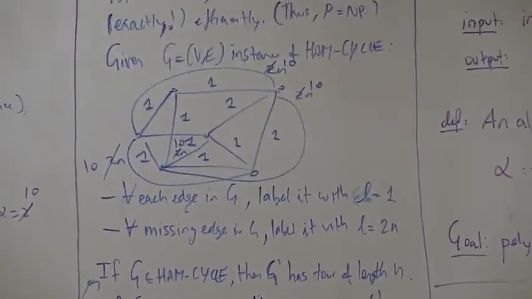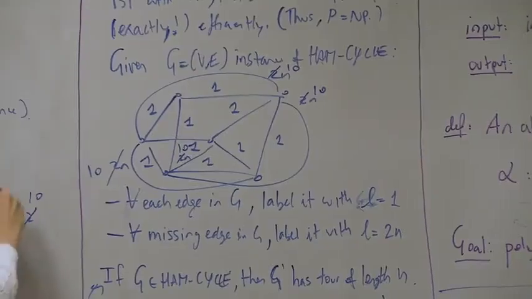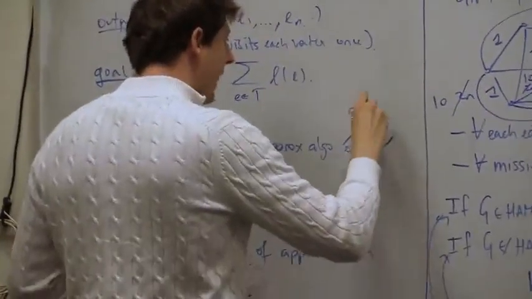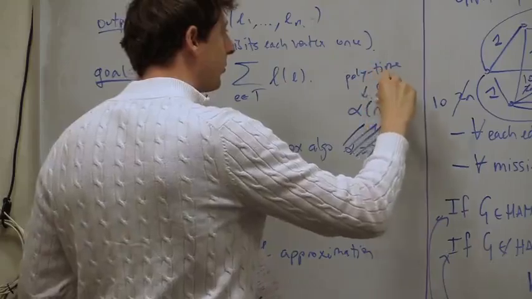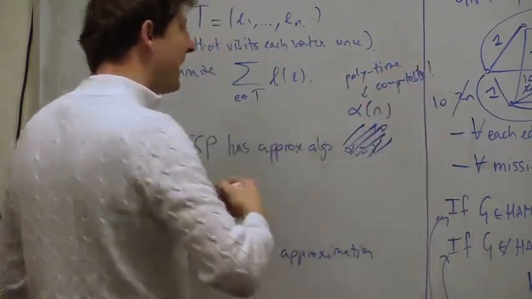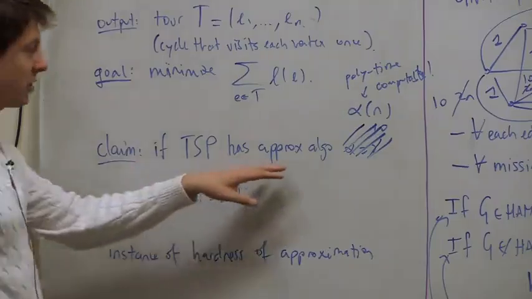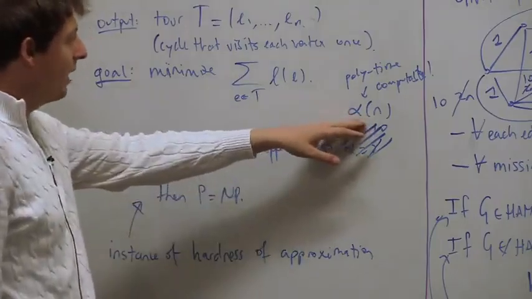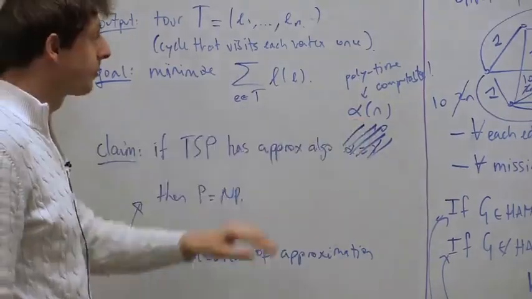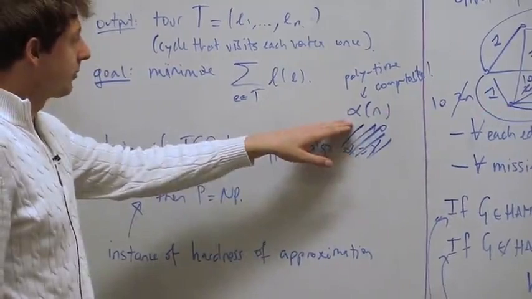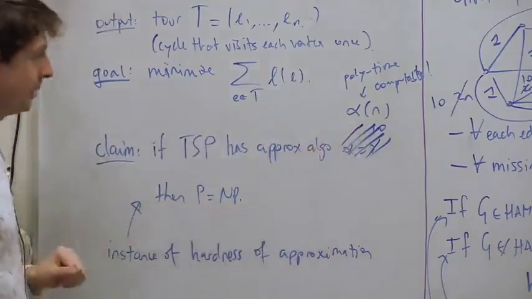Now it turns out that this very same construction works for any alpha of n that is polynomial time computable. So this is saying that TSP is really inapproximable. As long as there's an approximation algorithm with some alpha of n, where alpha of n is polynomial time computable, this includes 2 to the n, for instance, then P equals NP, okay?